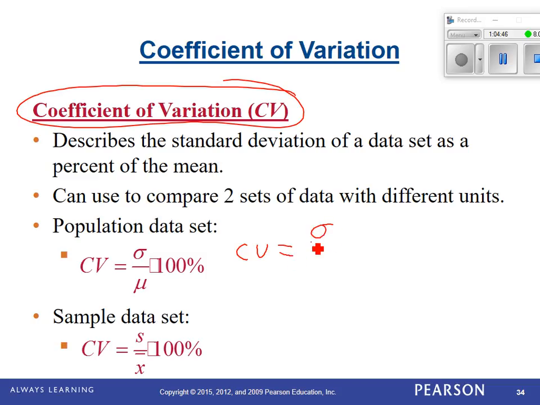You got sigma divided by mu times 100%. That's if you're dealing with the population. Coefficient of variation for a sample is S divided by X bar times 100%. So you find the standard deviation, you find the mean, you divide those two, times it by 100, that gives you the coefficient of variation.